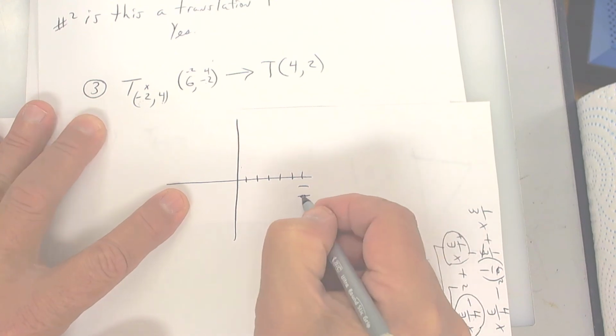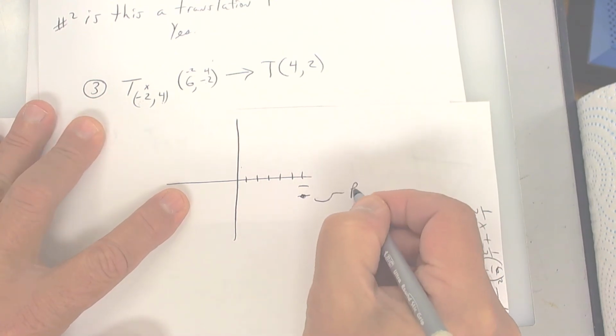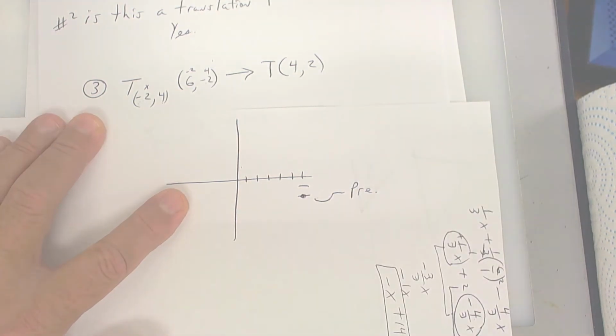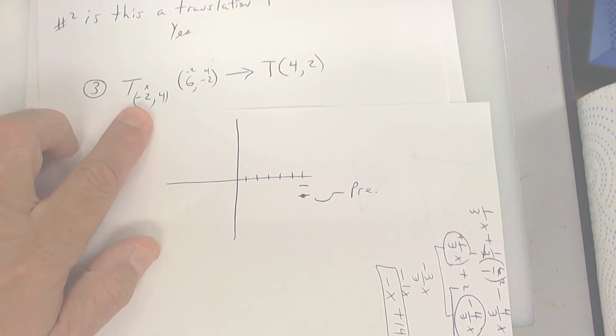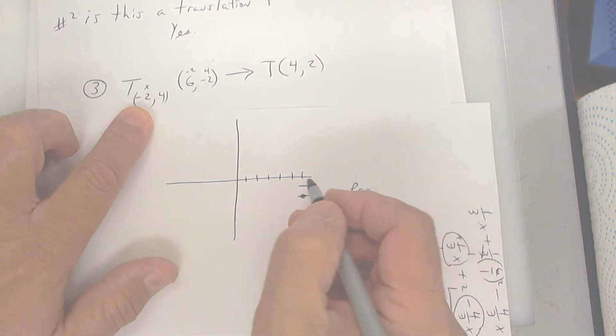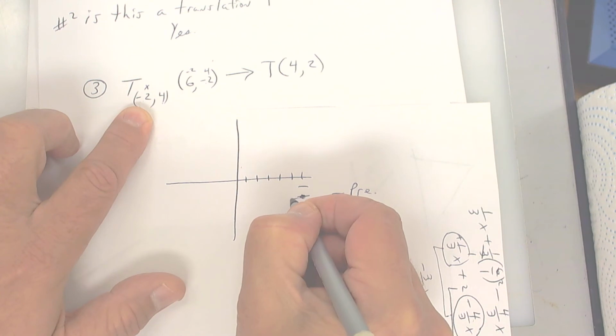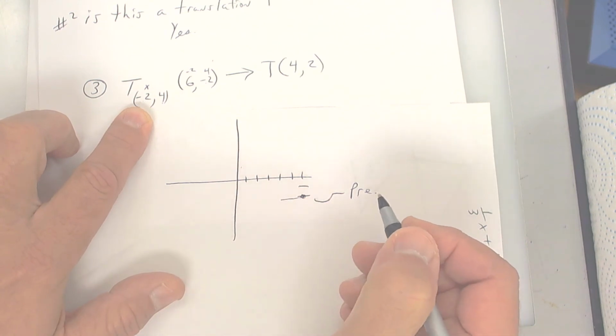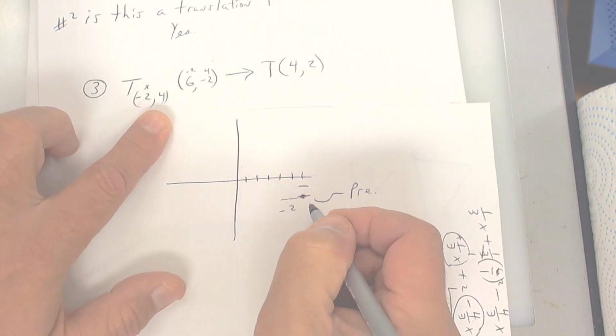Okay, so this is the original, called the pre-image. Now here we want to slide it to the left 2, according to this. So slide it to the left, 1, 2. Slide it to the left 2, and then go up 4.